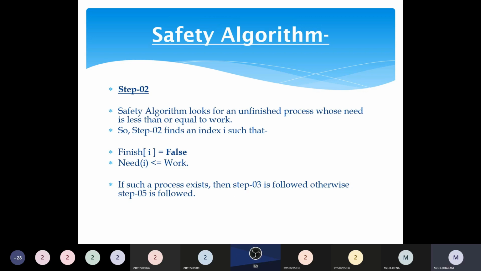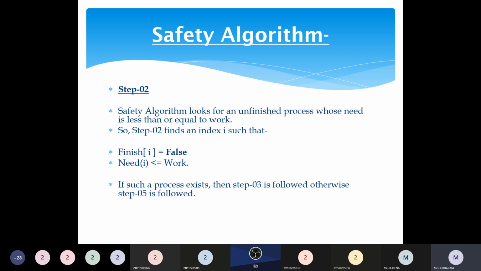The next step is: available is assigned to work, and initially no process has been allocated to the resources. Okay, and the second step is the safety algorithm looks for an unfinished process whose need is less than or equal to work. It will look for the unfinished process, and it will check whether that process's need is less than the availability.